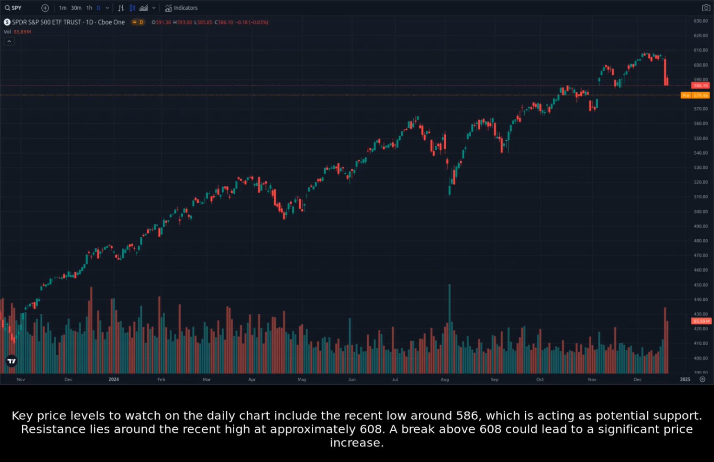Key price levels to watch on the daily chart include the recent low around 586, which is acting as potential support. Resistance lies around the recent high at approximately 608. A break above 608 could lead to a significant price increase.